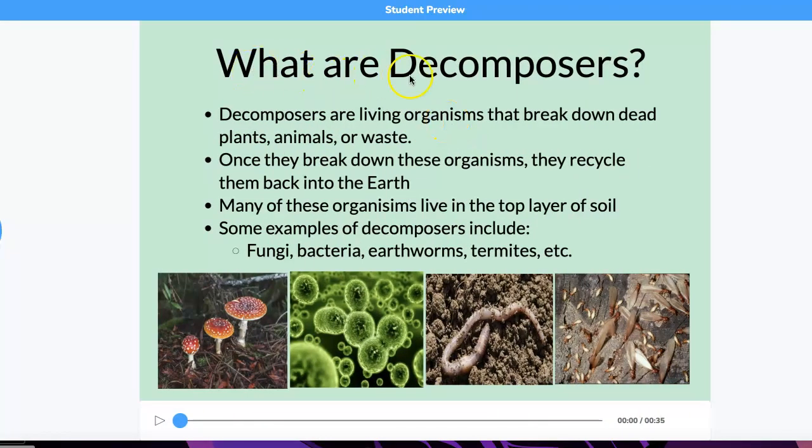Finally, the same thing is done with decomposers. I explain what they are, what their role is, and provided examples of different decomposers with pictures.